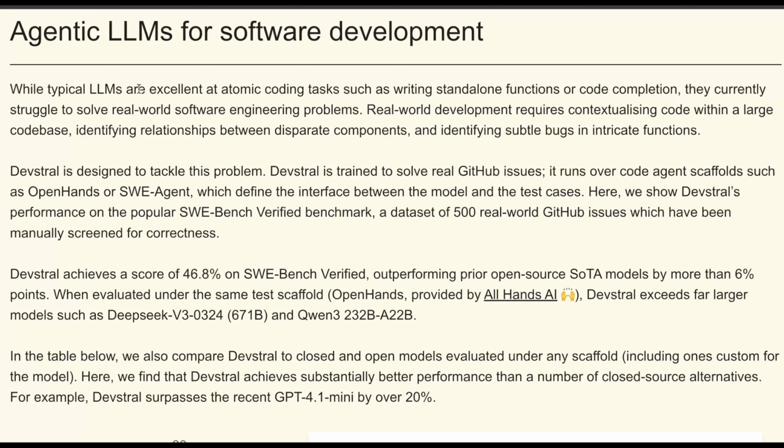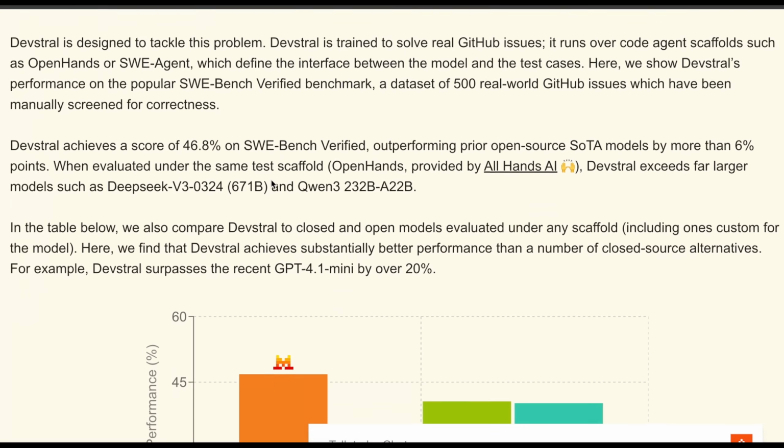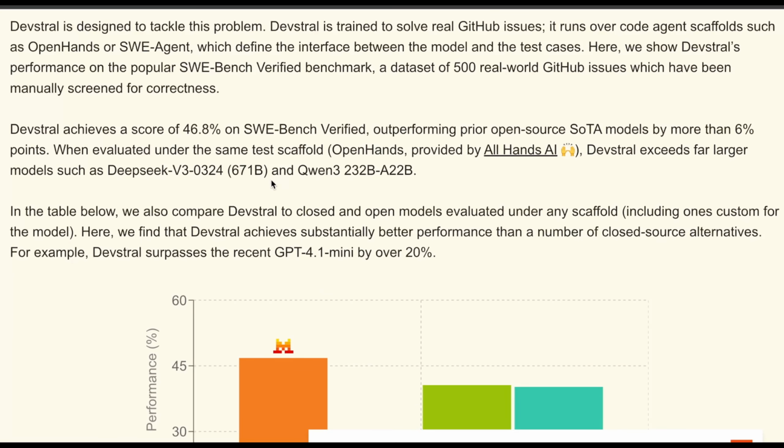So they say, while typical LLMs are excellent at atomic coding tasks, such as writing standalone functions or code completion, which is something that GitHub Copilot was initially really good at, they currently struggle to solve real-world software engineering problems, the kind that would automate my entire job. Real-world development requires contextualizing code with large code bases, identifying relationships between disparate components, even if the names aren't that similar, and identifying subtle bugs in intricate functions, which is the kind of work now that a lot of software engineers opt to do on their own, as opposed to letting LLMs do it.